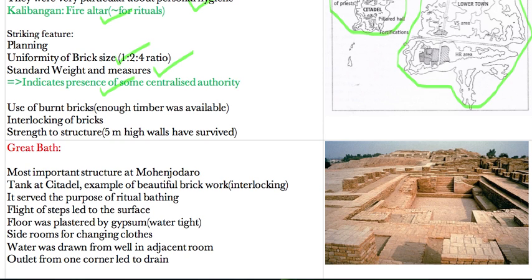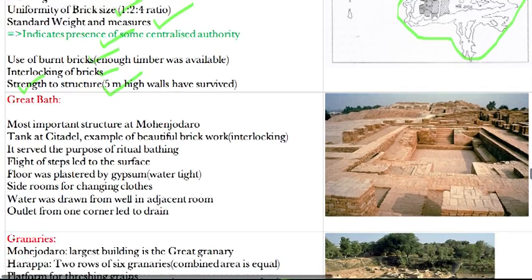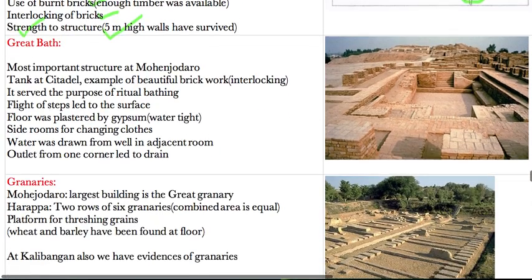Okay, then the use of burnt brick is also important. There was enough timber at that period, so that timber was used to burn the bricks. So this is one point. Then interlocking of bricks is very much important to understand. Why? Because it provided strength to structures, and some of the walls are 5 meters high and have survived till date.